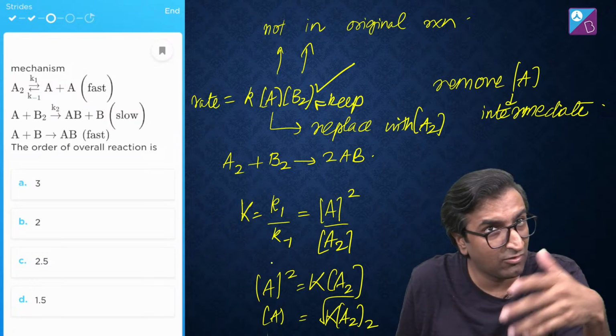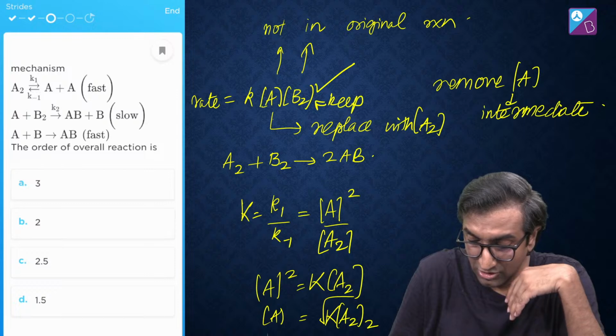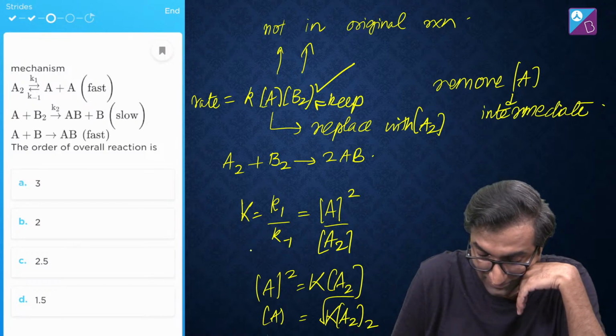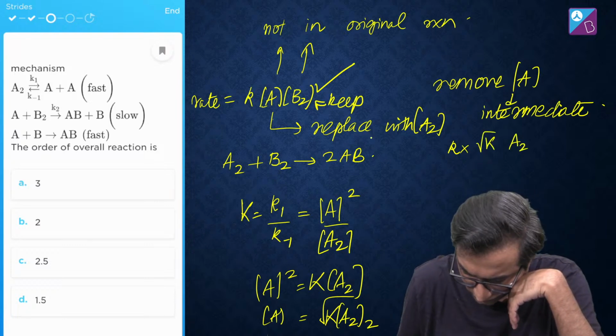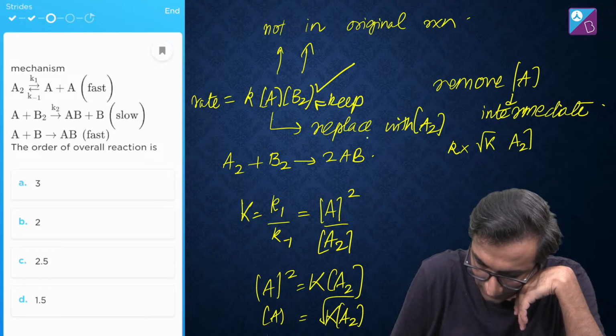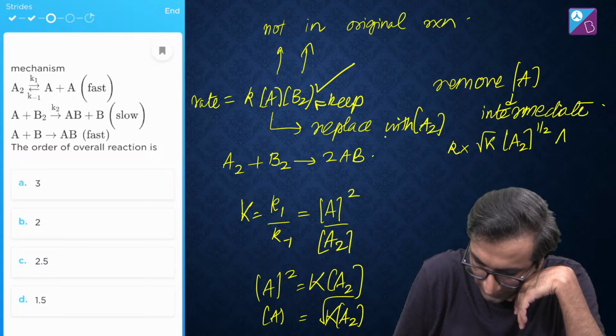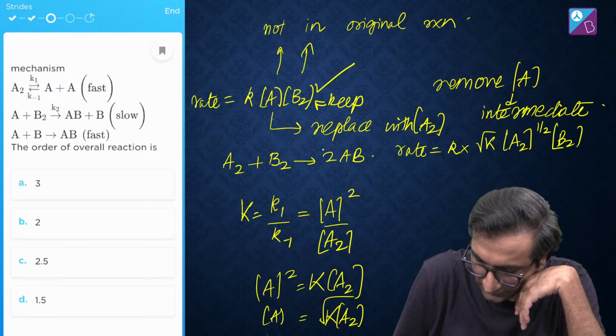Let's not make a confusion here. New K. Let's write a new K over here. ठीक है, यहां पे डाल दिया. तो small k into root k times A2. A2 ही था ना? हाँ, okay. Power half into B2 is the overall rate. Okay, and both of these are constants.